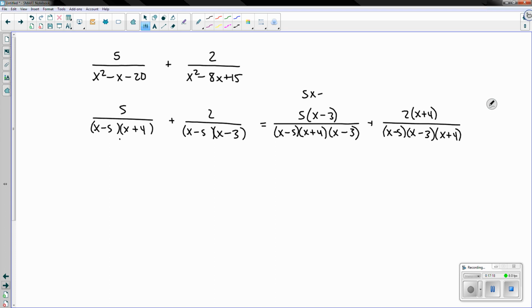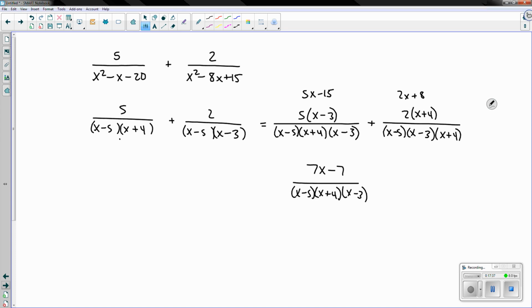Distribute, so we're going to get 5x minus 15, and then we're going to get 2x plus 8. And this is an addition problem, so we don't have to worry about distributing a negative or anything. It's just a matter of combining like terms. So we're going to have 7x minus 7 over x minus 5, x plus 4, x minus 3.